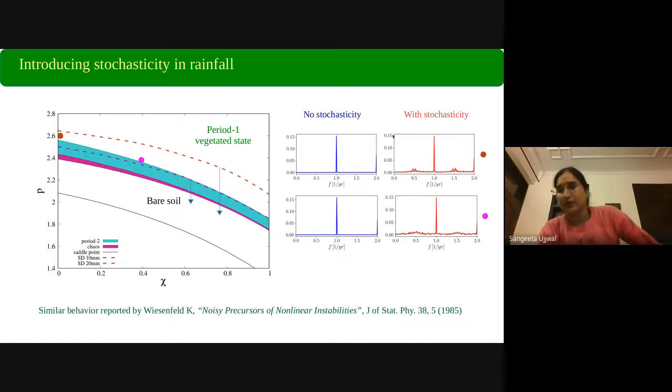But if we introduce stochasticity in the precipitation, then we have a signature of period 2. So this signature of period 2 is believed to be a precursor or early warning signal to collapse, because it is present everywhere, whether we have stochasticity or in any other case, before the collapse.